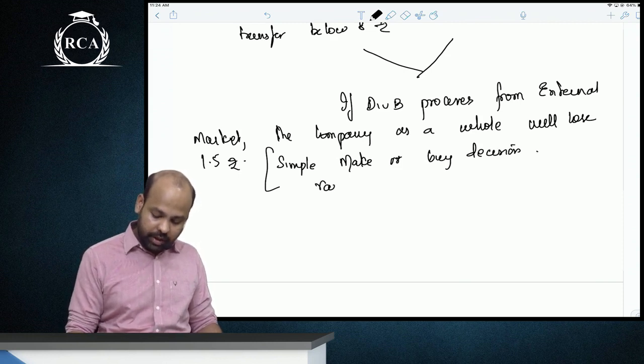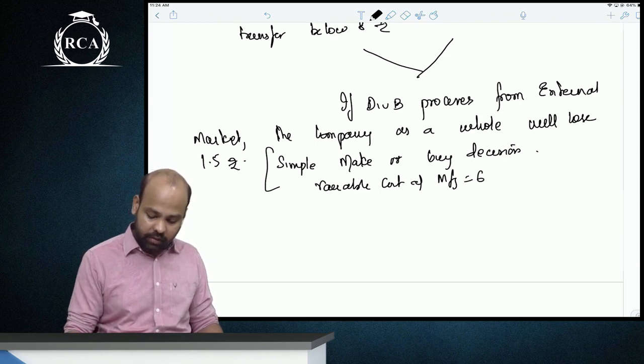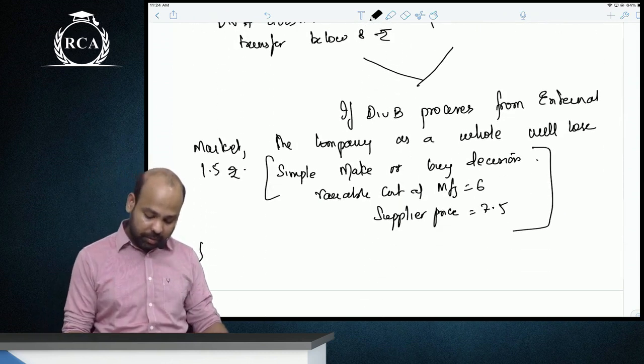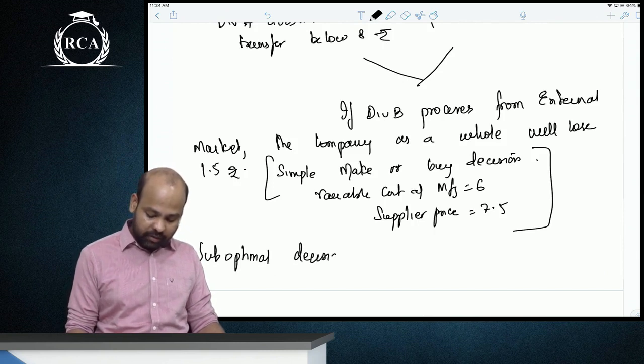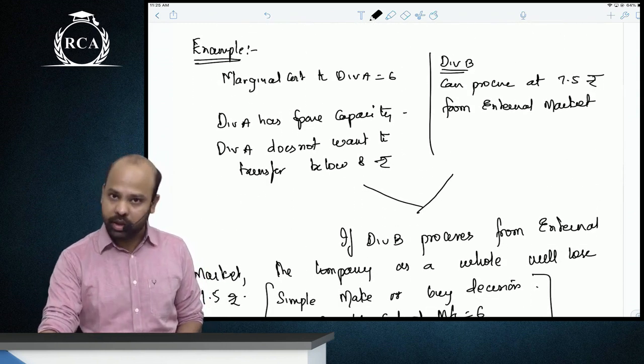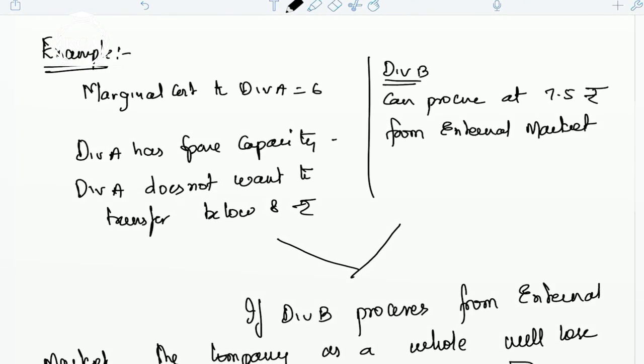Here my variable cost of manufacturing, the relevant cost, is 6 rupees and the external supplier price is 7.5 rupees. Undoubtedly the organization is supposed to manufacture this. Isn't this suboptimal decision making? Yes sir, this has become suboptimal decision making. This is what I was talking about. Please copy this example, which proves that negotiated transfer price can result in suboptimal decision making.